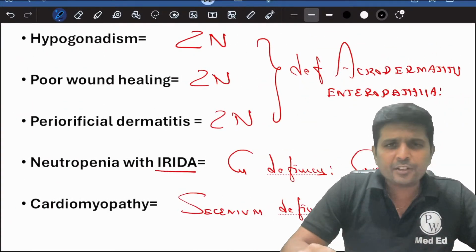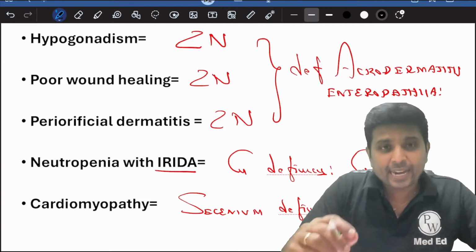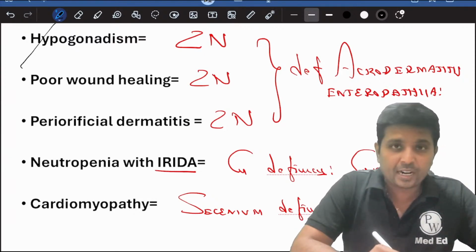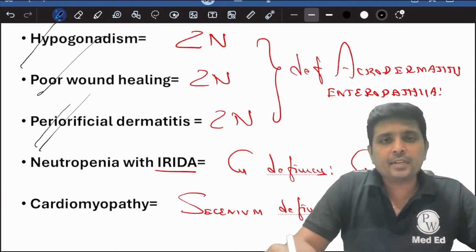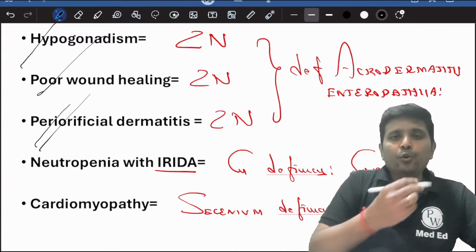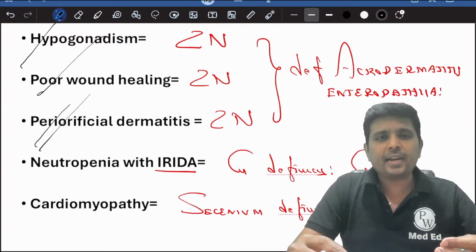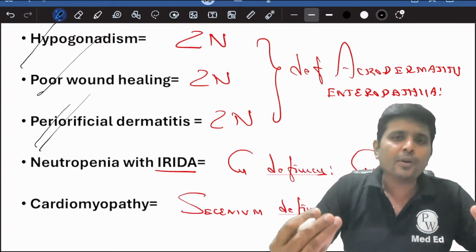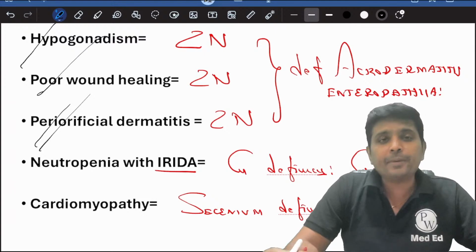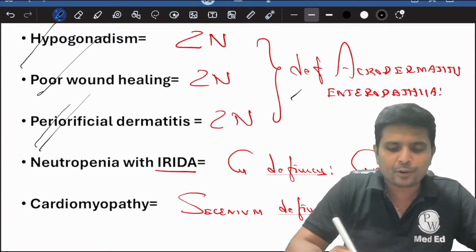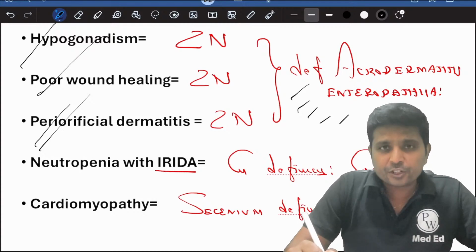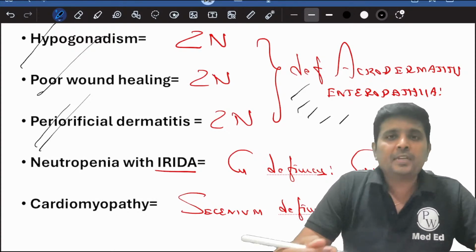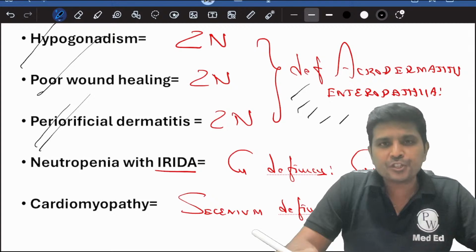Along with that, one more deficiency that is often asked with respect to minerals is zinc deficiency, which is characterized by hypogonadism, poor wound healing, and acrodermatitis enteropathica. That is, you have dermatitis that is perioral, perianal, as well as at the ends of your fingers and toes. This is called periorificial dermatitis. This is called acrodermatitis enteropathica. They are also prone to severe infections because of the poor cell-mediated immunity due to the deficiency of zinc.